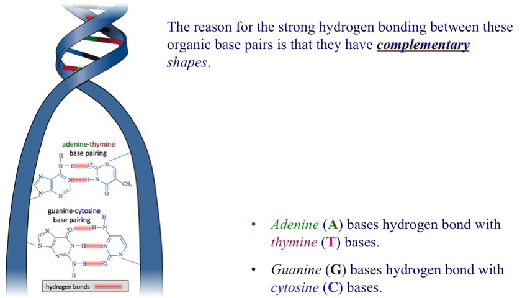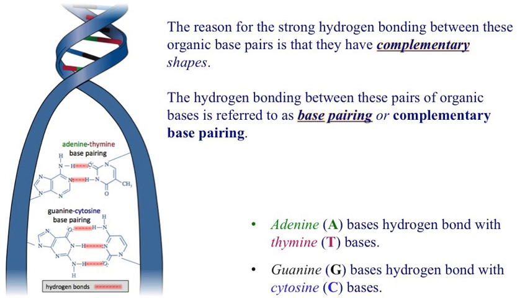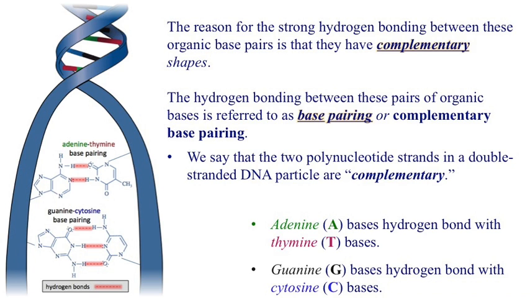The illustration on the left shows the hydrogen bonding between adenine and thymine and guanine and cytosine bases. The hydrogen bonding between these pairs of organic bases is referred to as base pairing, or as complementary base pairing. We say that the two polynucleotide strands in a double-stranded DNA particle are complementary.